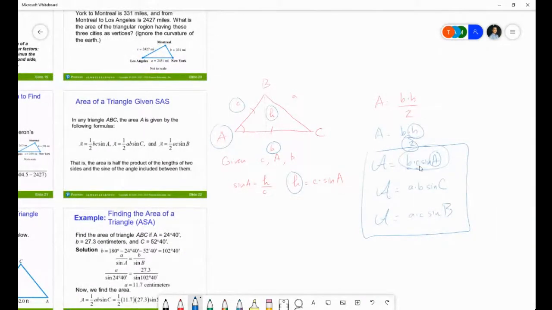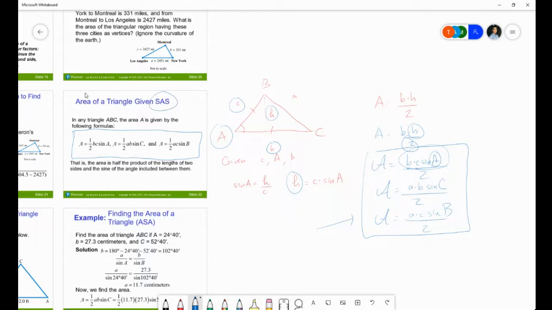Oh, I'm sorry, I forgot the divide by 2. All of them are divided by 2. Okay, or times 1/2, same thing. All right, so that is how you can remember the area formula when given side, angle, side.